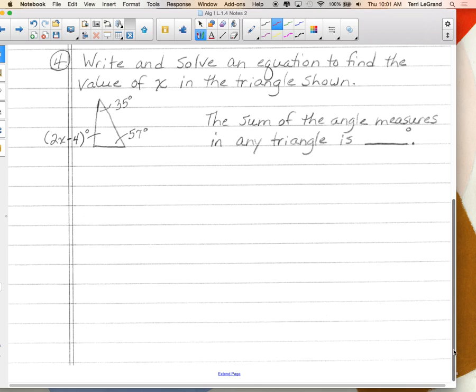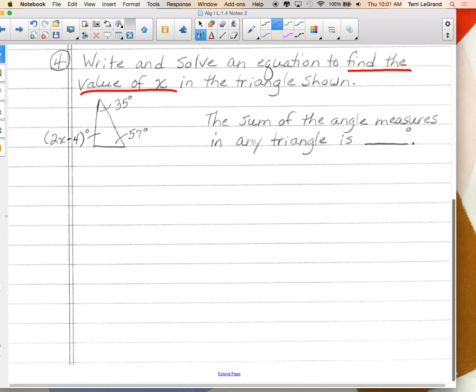Always make sure you read the question carefully. Are you supposed to find the angle measure that's missing? Because we don't know what the third angle measure is, do we? It's 2x minus 4. We don't know what it is. Or are they asking you to find just the variable? What are they asking us in this one? Devin? The variable. So the first thing I would do is make sure that you pay attention to that. Find the value of x.